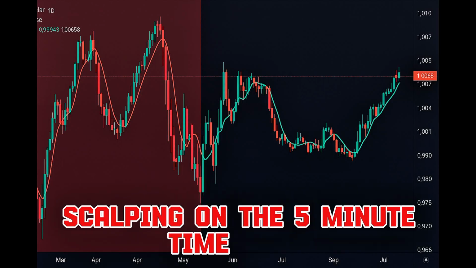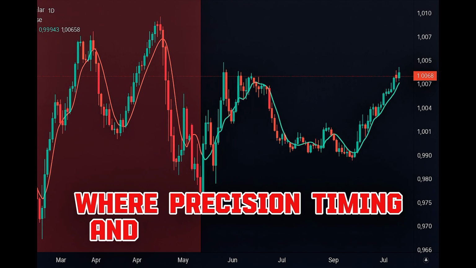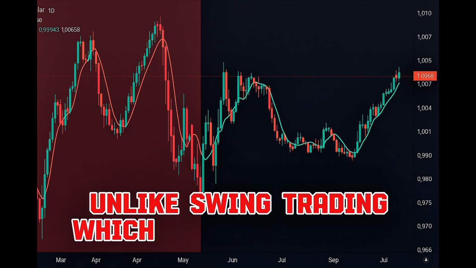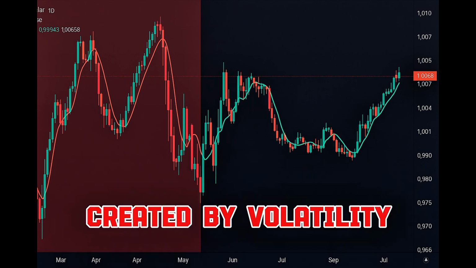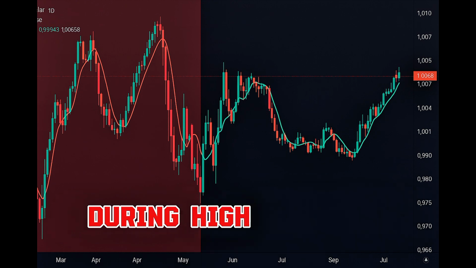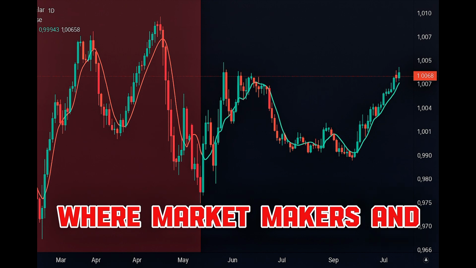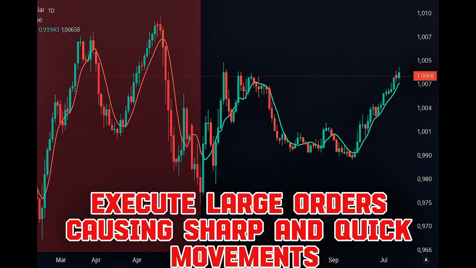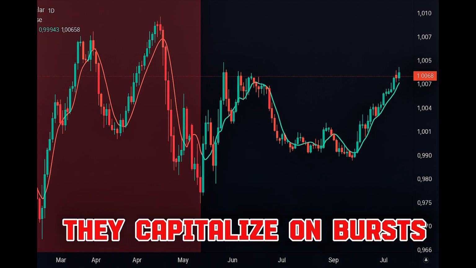Scalping on the 5-minute timeframe is a dynamic approach to trading where precision, timing, and discipline define success. Unlike swing trading, which waits for larger moves, scalping targets micro-trends created by volatility spikes. This method is especially effective during high liquidity periods like the London or New York sessions, where market makers and institutions execute large orders, causing sharp and quick movements. Scalpers don't need big trends, they capitalize on bursts.